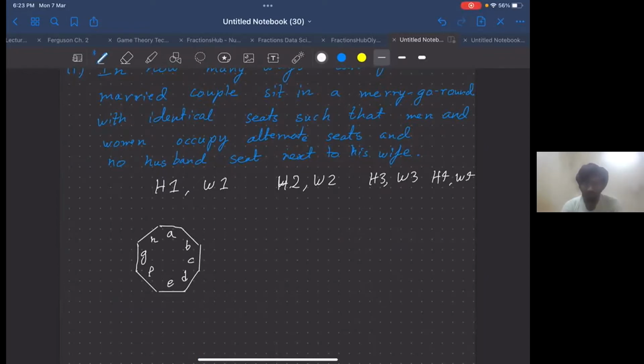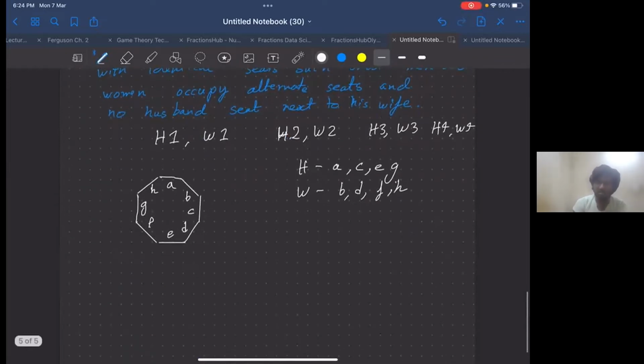Now, the wives and husbands sit in alternate seats. So, let's say the husbands sit in seats A, C, E, and G. Wives get the seats B, D, F, and H. Now, we are going to place the husbands first, and see in how many orderings we can do that.